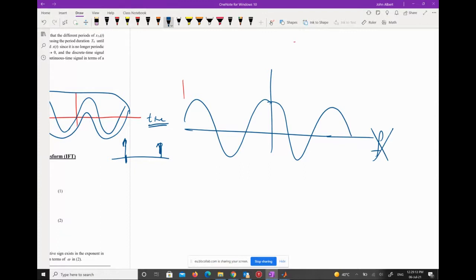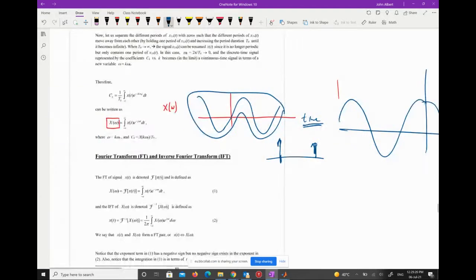To plot any signal versus frequency, you have to take that time signal and transform it from one domain, which is the time domain, into the frequency domain. How do you transform a signal from time domain to frequency domain? It's using that Fourier transform.